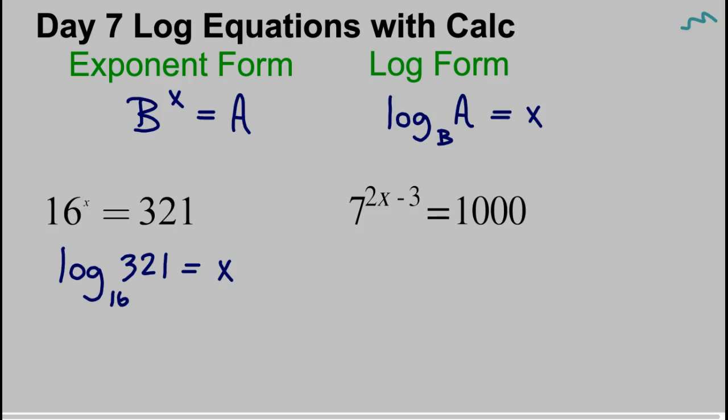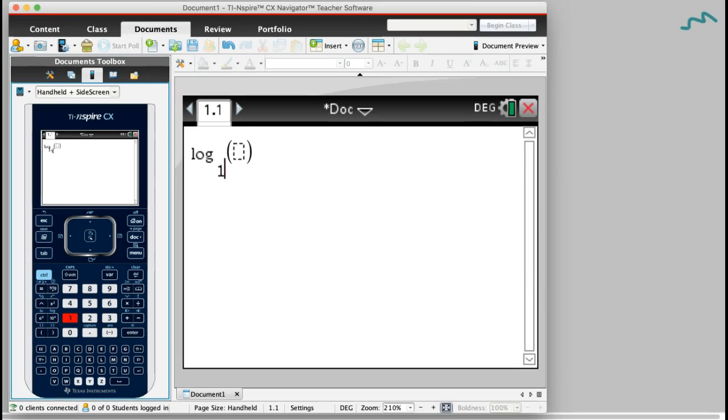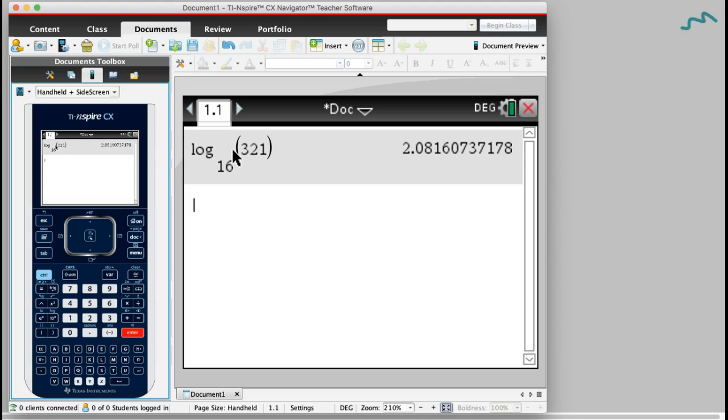It was this problem right here. So the log of 321 base 16. So now I can just go right in here, type in the base 16, pop over to the stuff 321, and evaluate. 2.0816. So these calculators have the ability to type in the base.